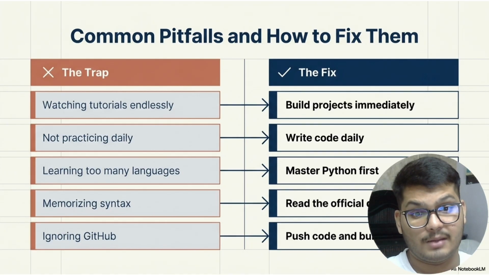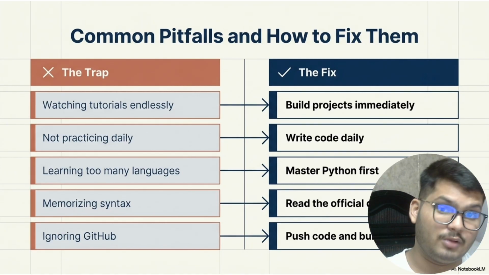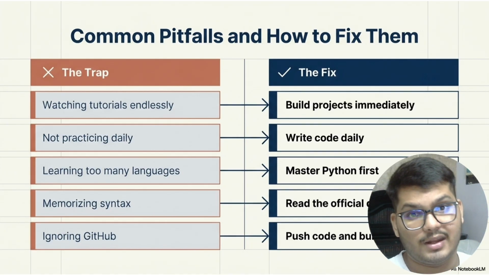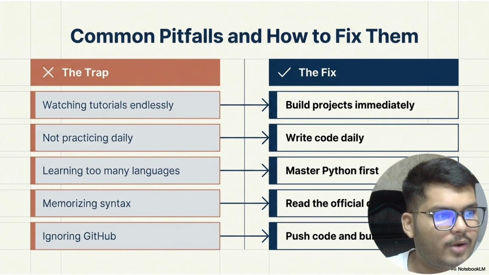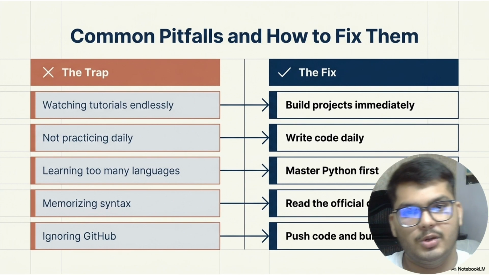And ignoring GitHub. So push to Git and GitHub. If you are ignoring Git and GitHub, it can damage your portfolio. So whatever you are doing, push the code and build a good portfolio. So those were some common pitfalls and how to fix them.